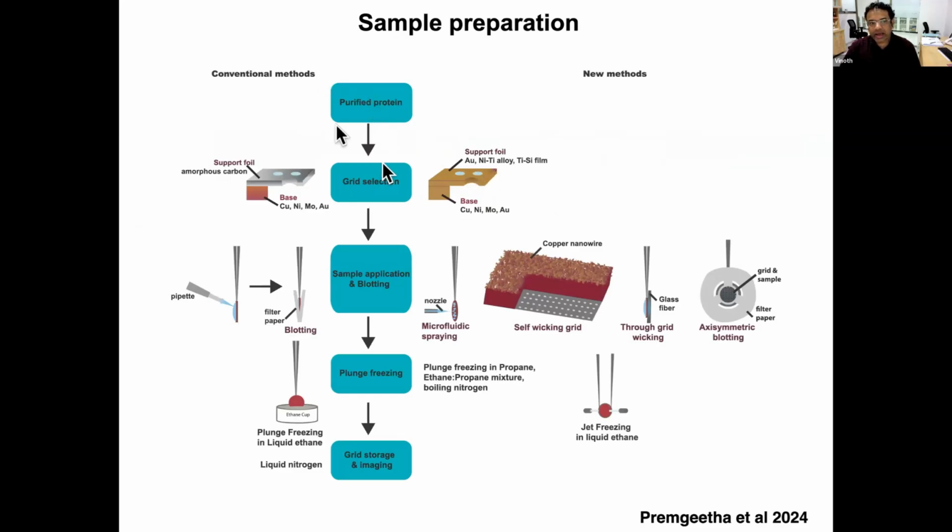In this diagram, we have the conventional method where you have grids which are made of a support. The support foil is typically carbon. The base could be any of the metals: copper, nickel, molybdenum, or gold. You choose one of these, then you put your sample, use the filter paper to blot, and then freeze in liquid ethane. This is the conventional way which was developed by Jacques Dubochet in Heidelberg. This is still most commonly used, but the new methods include, instead of carbon, using gold ultrafoil, or nickel titanium alloy, or titanium silicate film.